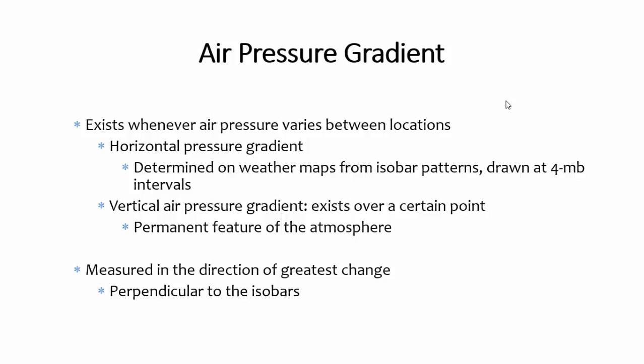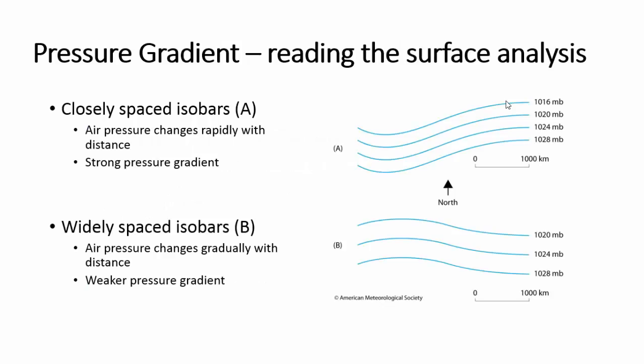When we measure air pressure gradient, it's measured perpendicular to the isobars, and the closer together these isobars are, the greater the pressure gradient. So you can see that here. If you look at A, you'll see that these isobars are more closely spaced. That means there's a greater pressure gradient. That means, therefore, there will be stronger winds blowing perpendicular across these isobars. If you look down at B, you'll see that these isobars are more widely spaced. Air pressure change is more gradual, and weaker pressure gradient, therefore a lighter wind.